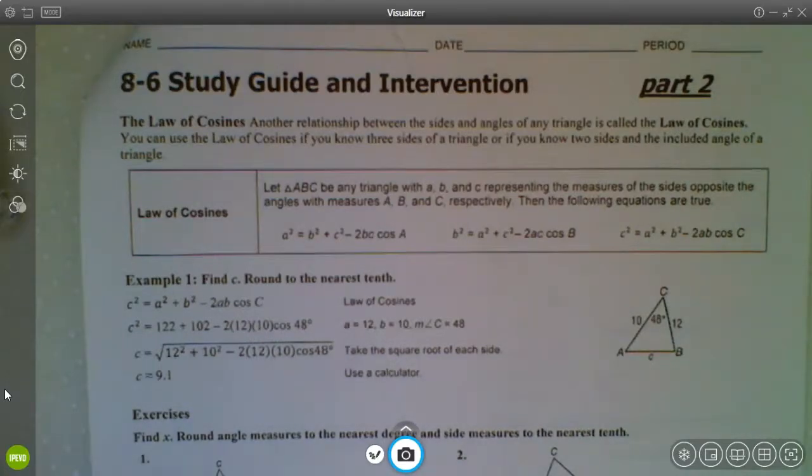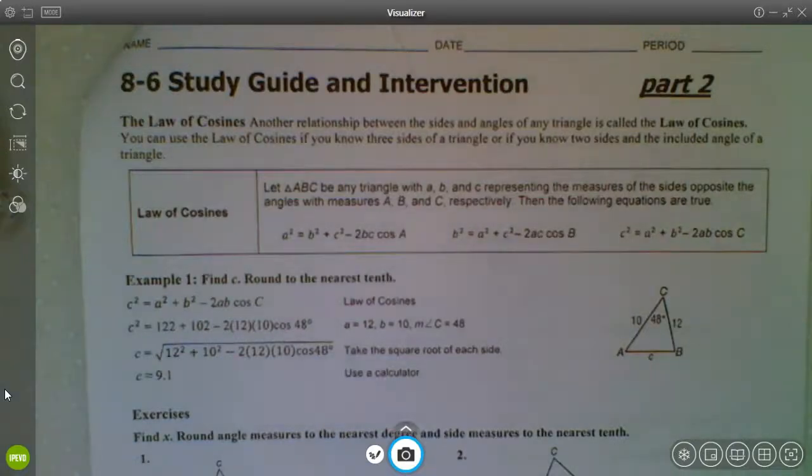So for this final formula, this is the case where it's a non-right triangle, and you don't have enough information to do the law of sines. I don't have one complete ratio. The only angle I know is this 48 degrees. I don't know the side across from it, which means I do not have a complete ratio of information. So we're going to use the law of cosines.